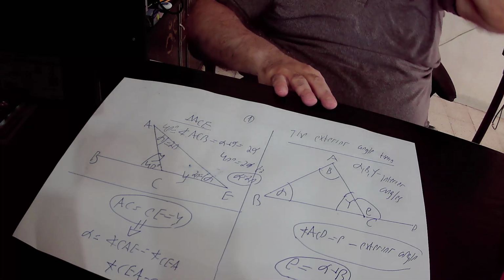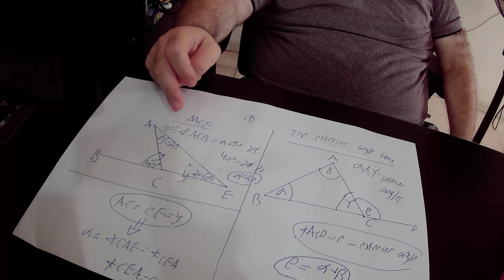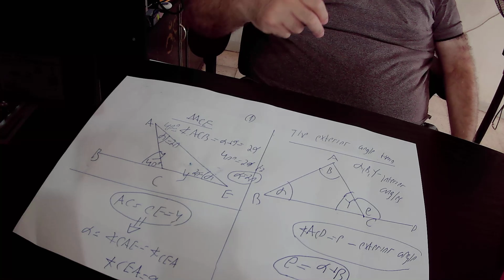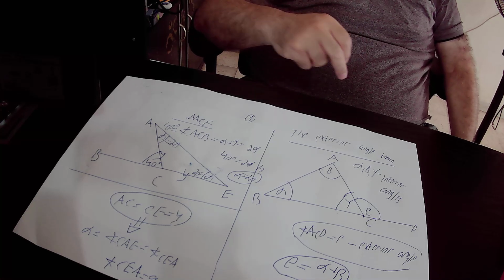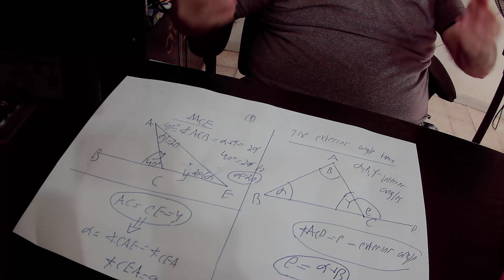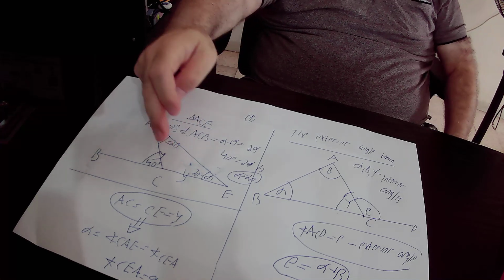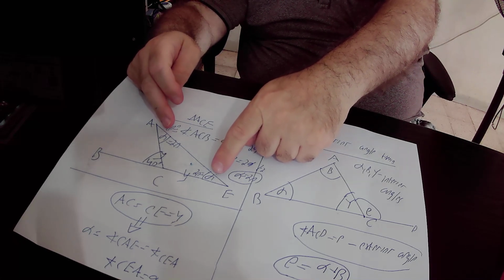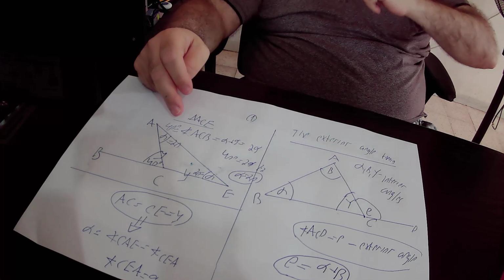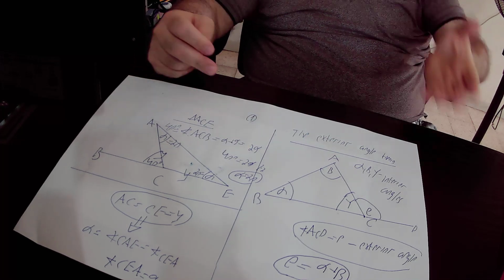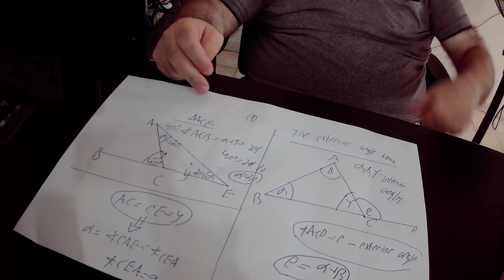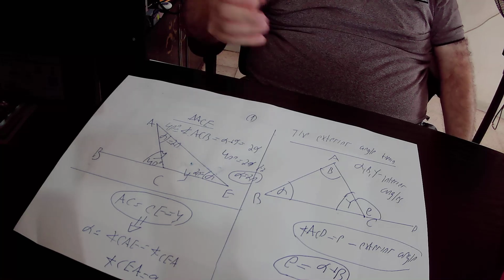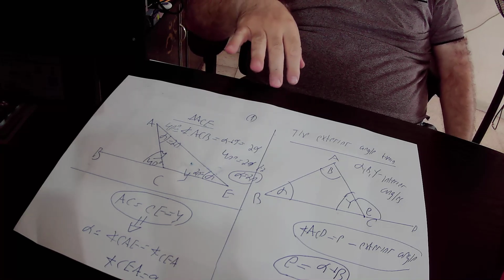We implemented the exterior angle theorem in triangle ACE. Here, the exterior angle ACE will be equal, according to the exterior angle theorem, to the sum of the two interior angles that are not adjacent to it. This angle is adjacent to this angle. The two other interior angles that are not adjacent to it are those two angles that are both alpha. So the size of the exterior angle, angle C, will be equal to alpha plus alpha, that is the sum of the two interior angles that are not adjacent to it.